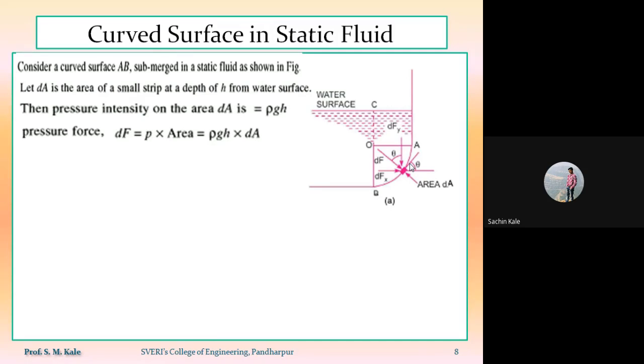Here I have calculated the pressure force acting on a single elemental strip dA, and my intention is to find out the total pressure force acting on the entire curved surface A to B, as that entire curved surface consists of a number of such small elemental areas dA. So how to calculate the total pressure force acting on the entire curved surface? Can anybody tell me the answer?